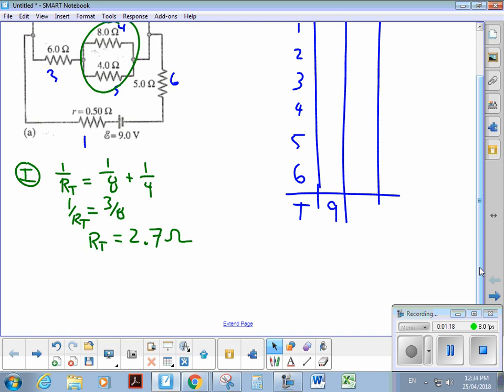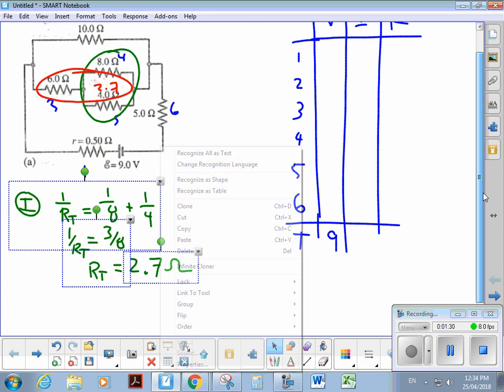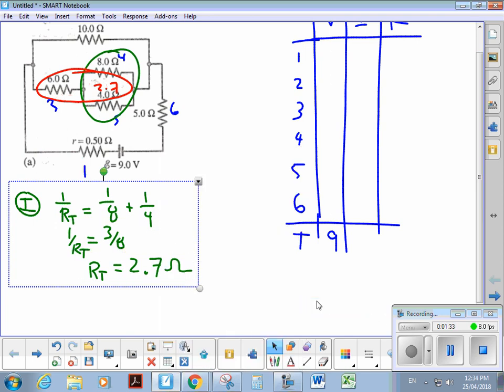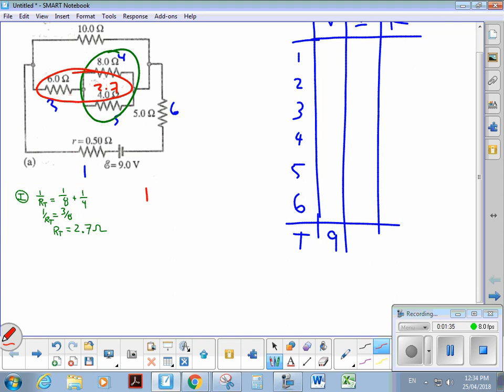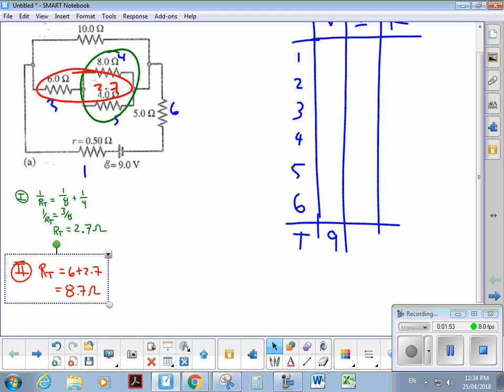Now I'll change colors here just to help out. So I know my resistance here is 2.7. These guys, this will be step 2 in red. Those are in series, so we can simply add those together. In step 2, we're just going to take the 6. So our total equals 6 plus 2.7, which gives us 8.7 ohms.